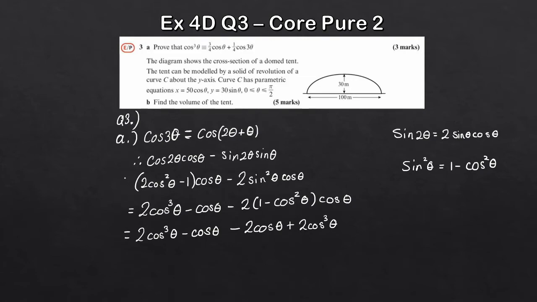And don't forget, at each part of my working here, this is cos 3 theta. Okay, so cos 3 theta is equal to this. So just collecting like terms here now. The cos cubed theta will simplify to 4 cos cubed theta. And then minus cos theta minus another 2 cos theta will be minus 3 cos theta. Okay, so this is cos 3 theta.